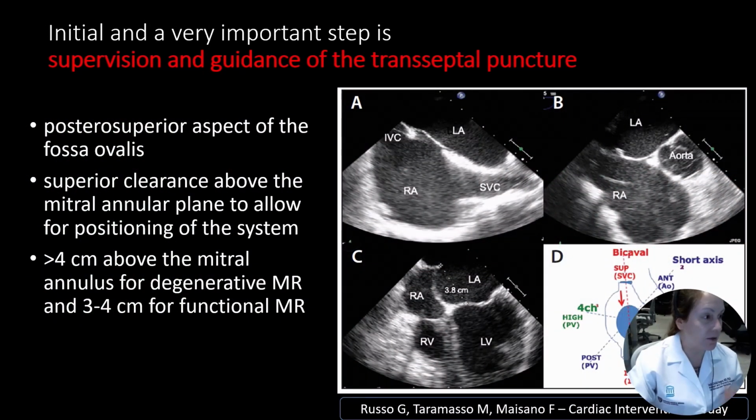A very important step is the supervision and guidance of the transseptal puncture, and we use the posterior superior aspect of the fossa ovalis, and we take more than 4 centimeters above the mitral annulus for degenerative mitral regurgitation and 3 to 4 centimeters for functional MR. So we need to keep a safe distance to avoid complications.